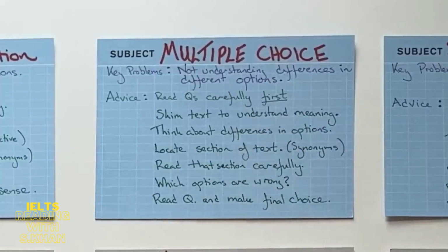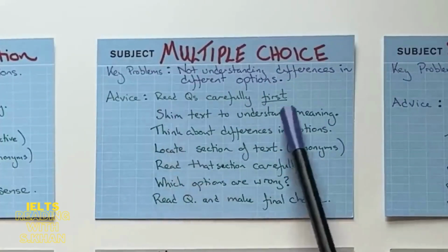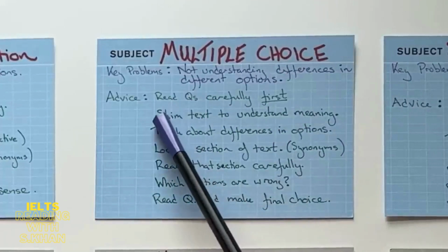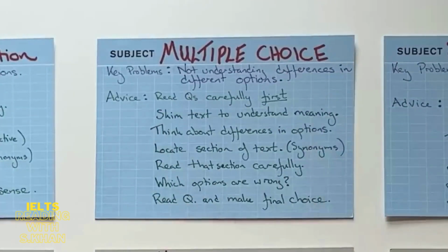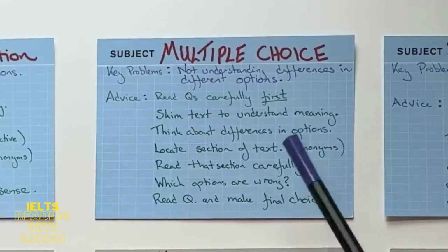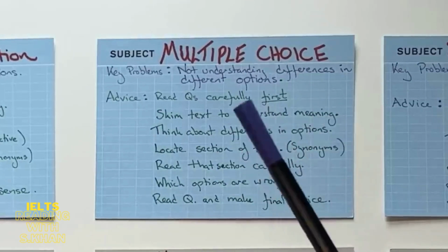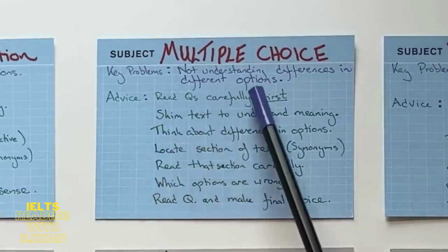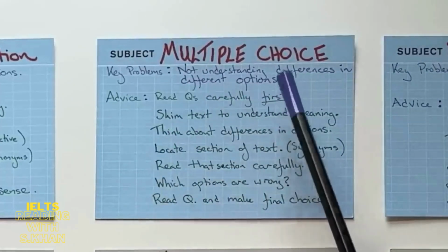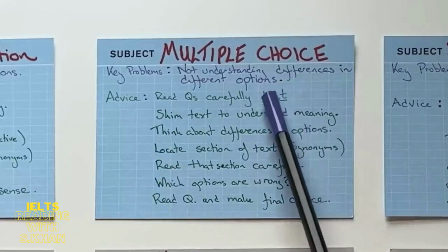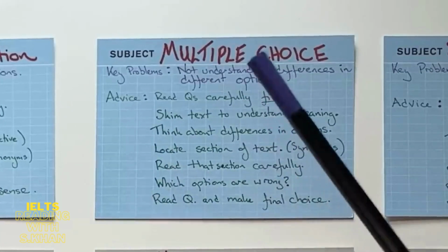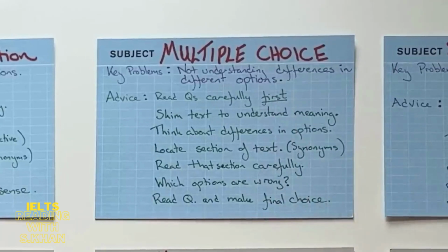That's why we've put "carefully" here. Then we're going to look at the text, but we're not going to read it in detail. What we're going to do is skim the text. We're going to read it quite quickly with the intention of understanding the general meaning of the text. Then we're going to go back and think about the difference in the different options. I've put this here twice because this is the most important thing and we want to be strategic and focus on the most important thing.